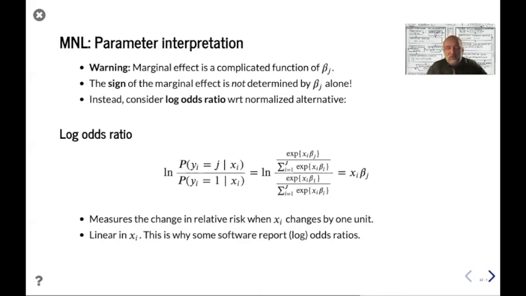This is the type of stuff that's coming out of standard software often. When you have linear index utility like we have here, this is why software often reports the log-odds ratios.